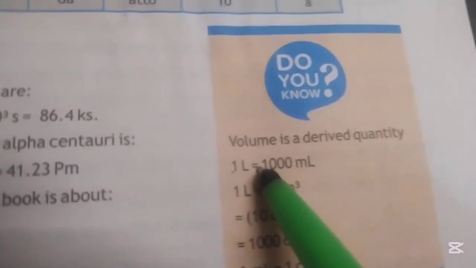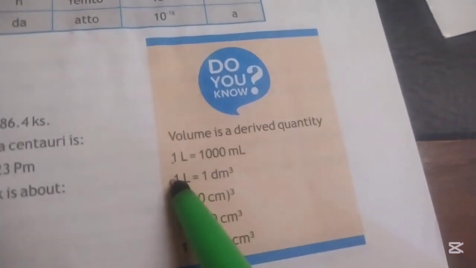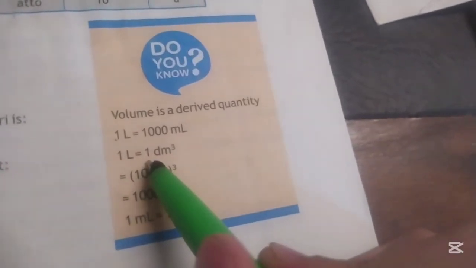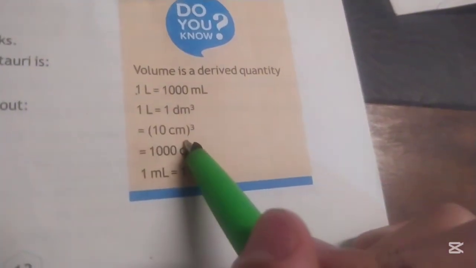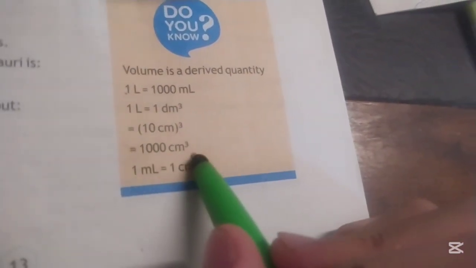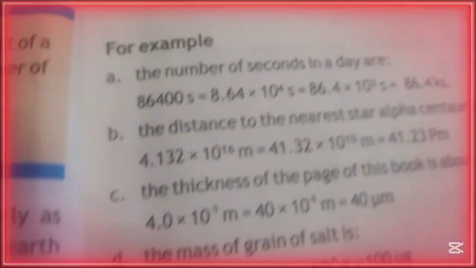Do you know volume as a derived quantity? 1 L is equal to 1 liter is equal to 1000 milliliter. 1 liter is equal to 1 dm cube. 1 dm cube is equal to 10 centimeter cube is equal to 1000 centimeter cube. 1 milliliter is equal to 1 centimeter cube.